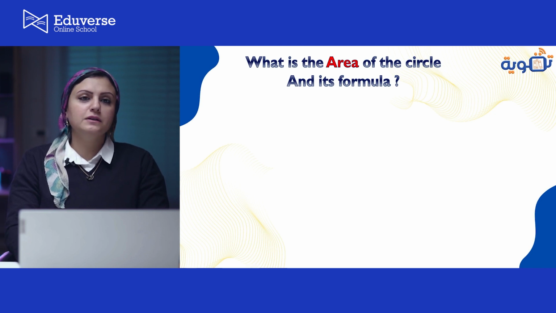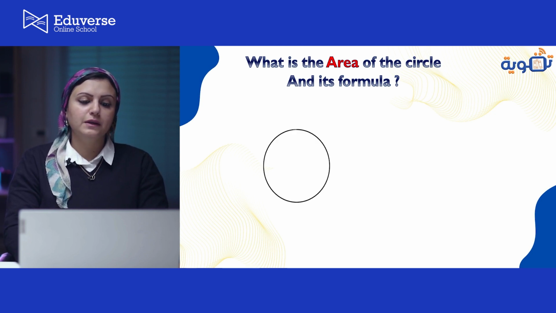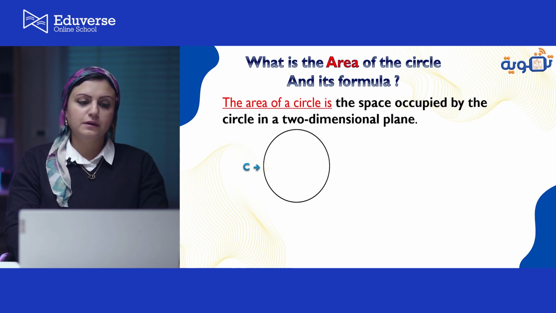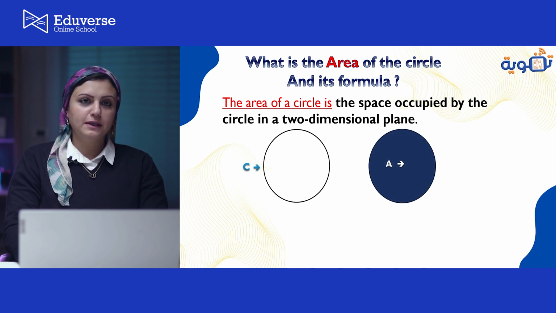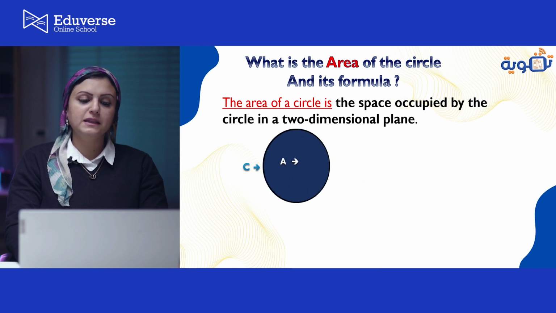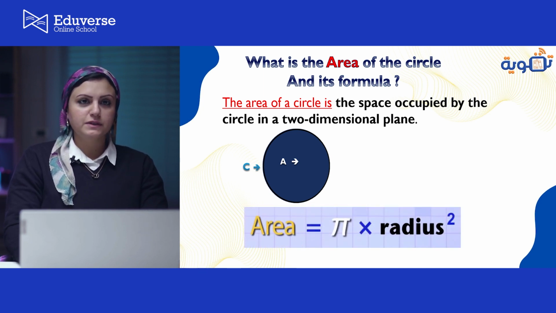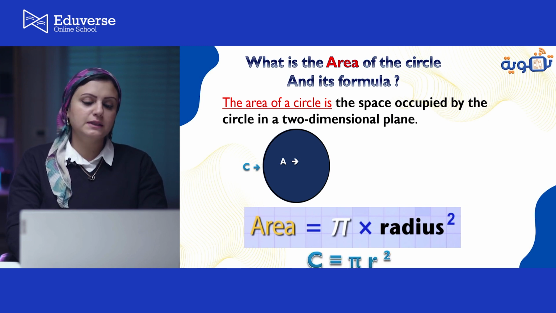Now, what is the area of the circle and its formula? Here is a circle, and this is the circumference, which is the distance around it. The area of the circle is the space occupied by the circle in a two-dimensional plane. So, check this circle here. This is the area of the circle. It is the inside place. What is the formula of the area of the circle? It's equal to π multiply radius squared, which means the constant π multiply radius again.